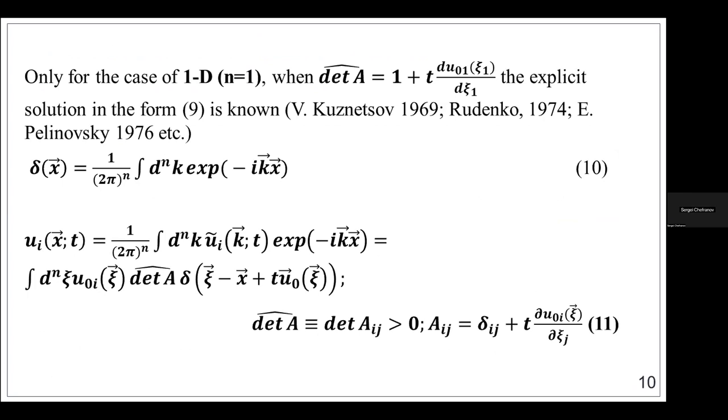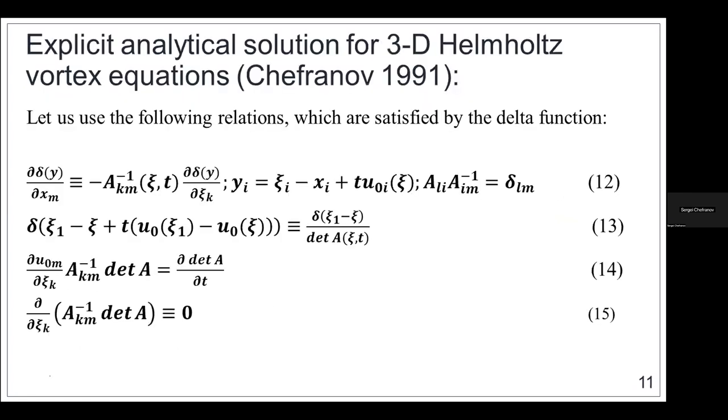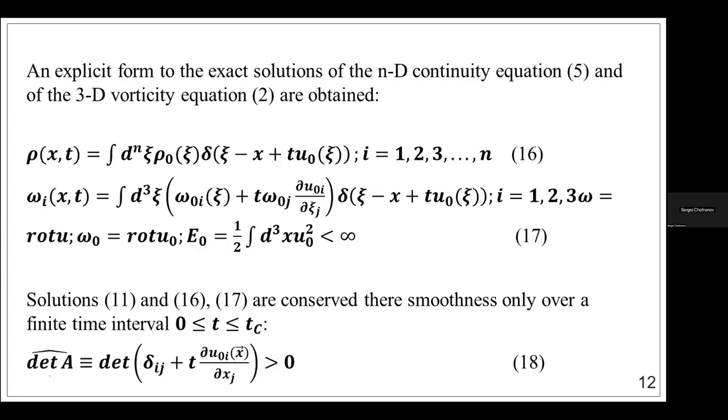In the one-dimensional case, that solution was obtained by Kuznetsov, Rudenko, and Pelinovsky, but in the multidimensional case, this solution was obtained in my paper in 1991. It is important to take into account the following relation for the delta function, because it must be used to derive the representation of the solution for density and for three-dimensional vorticity. This is the exact solution of the three-dimensional Burgers equation corresponding to inertial motion of fluid particles, described by the multidimensional Burgers equation.